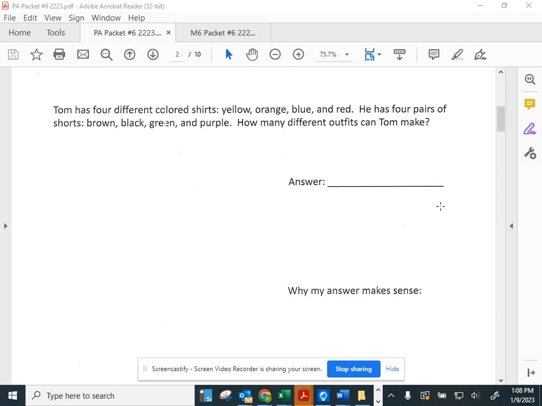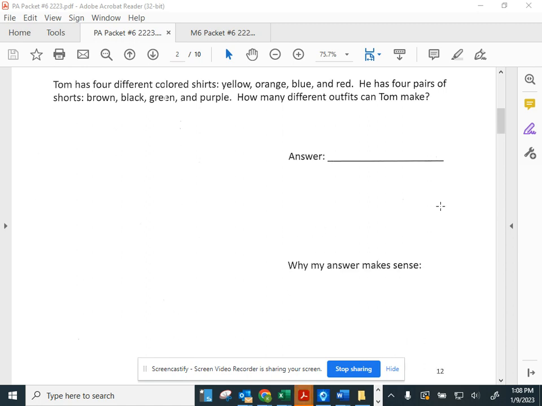Tom has 4 different colored shirts, yellow, orange, blue, and red. He has 4 pairs of shorts, brown, black, green, and purple. How many different outfits can Tom make? It's not asking how many different outfits will look good. It's saying how many outfits can he make. So we need to figure out how many combinations all together.